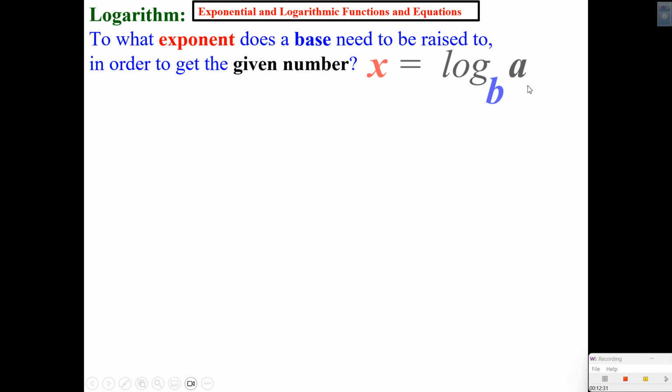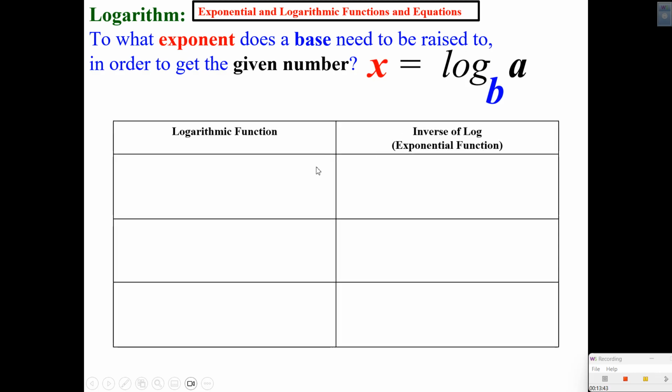And tell your neighbor which of these is the given number. A. A is the given number. Log, all log means is that we're solving for an exponent. That's what log means. So, with that said, now that we have this, copy this table on your paper, please. On the left side, the column, title it logarithmic function. On the right side, you're going to write inverse of log, in parentheses, exponential.